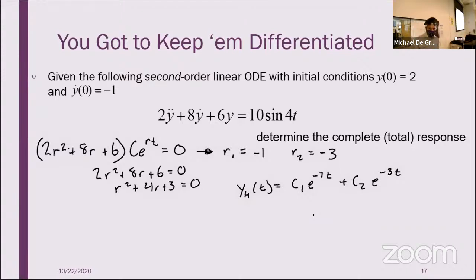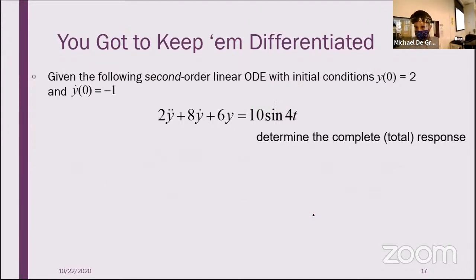So I've got a particular solution. This is what I'm going to call f of t. I have some input that is a sinusoid, it's 10 sine 4t. So let's talk particular solution.